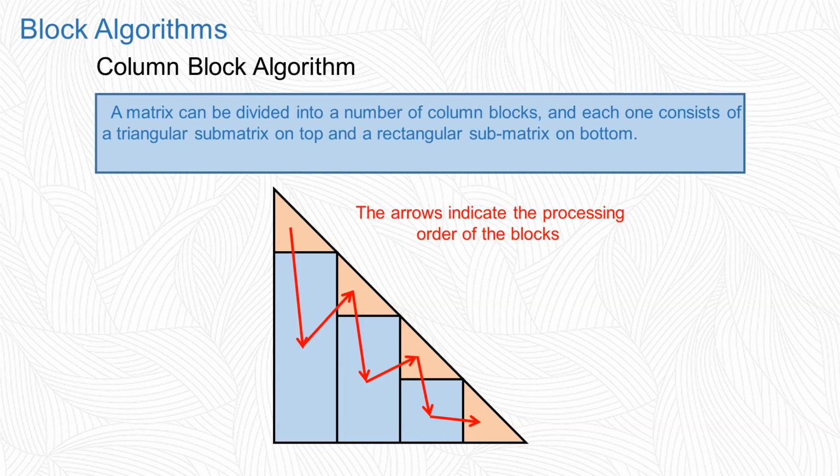Now, I will introduce the block algorithms. This is the column block algorithm. A matrix can be divided into a number of column blocks, and each one consists of a triangular submatrix on top and a rectangular submatrix on the bottom. The figure shows an example matrix of 4 column blocks.